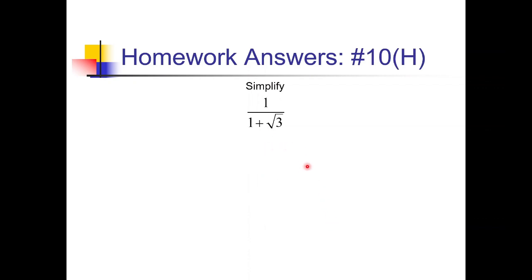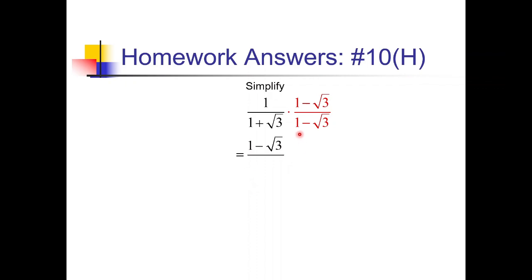For this problem, which is the first of two problems that are in the honors version of this homework, we have two terms in the denominator, one of which is a radical. So that tells us we need to multiply by the conjugate of the denominator. So I'm going to multiply by 1 minus radical 3 over itself. And that just gives me 1 times 1 minus radical 3, so 1 minus radical 3 in the numerator.